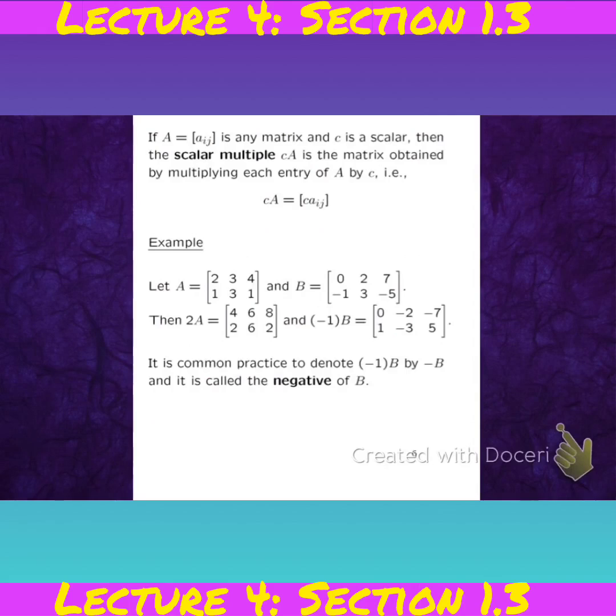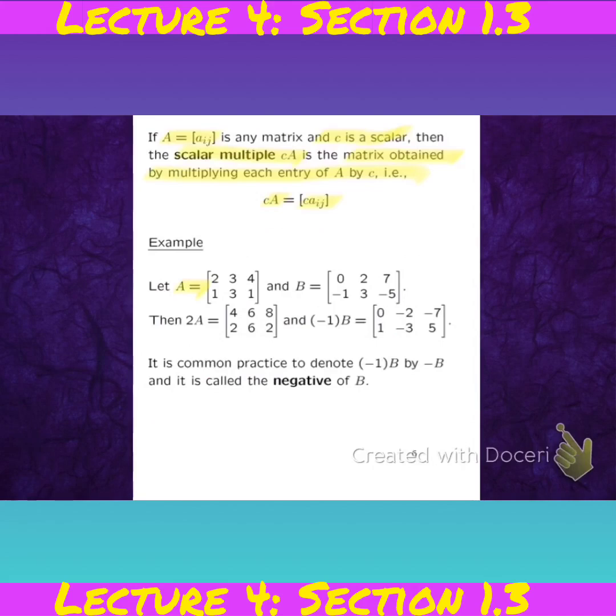Okay, next up we've got scalar multiplication and matrices. If you have a matrix A and C is a scalar, then the scalar multiple, denoted by CA, of a matrix is simply obtained by multiplying each entry of the matrix A by the scalar C. Notation-wise, CA will be the matrix obtained by taking the ith row, jth column entry of A and multiplying it by C, doing it for all indices i and j.